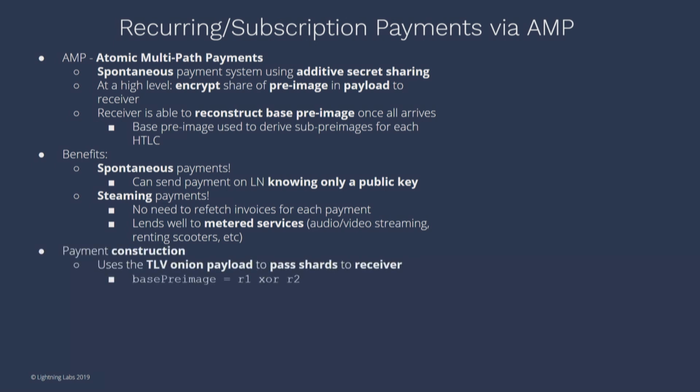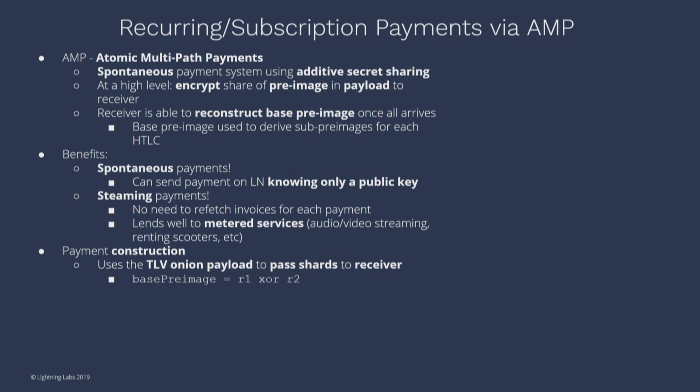So like I was saying earlier, you're going to use the TLV payload to pass the payment charge to the receiver. This is a very simple base case. Let's say I want to make two different payments, paying 5 BTC each. I have two random values, R1 and R2, and I XOR those together, and that's my base image. We send R1 and R2 to the other side, and they can complete the same operation, XOR those two values together, and arrive at the same base image.